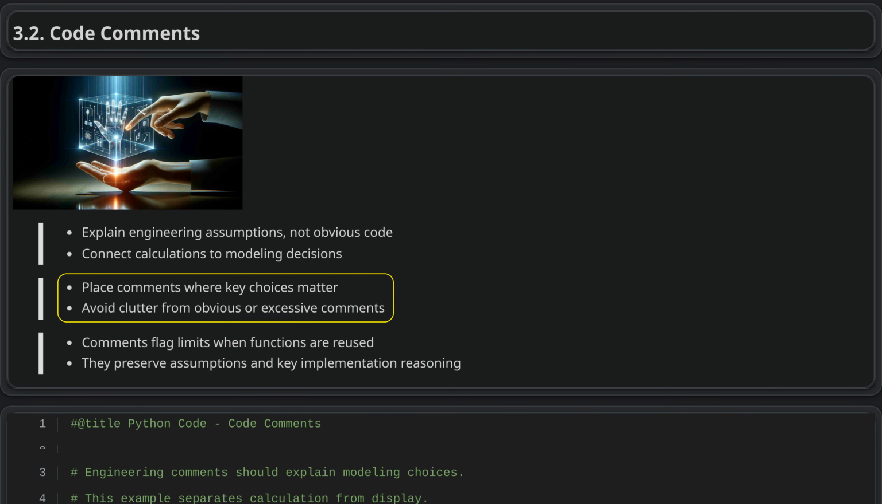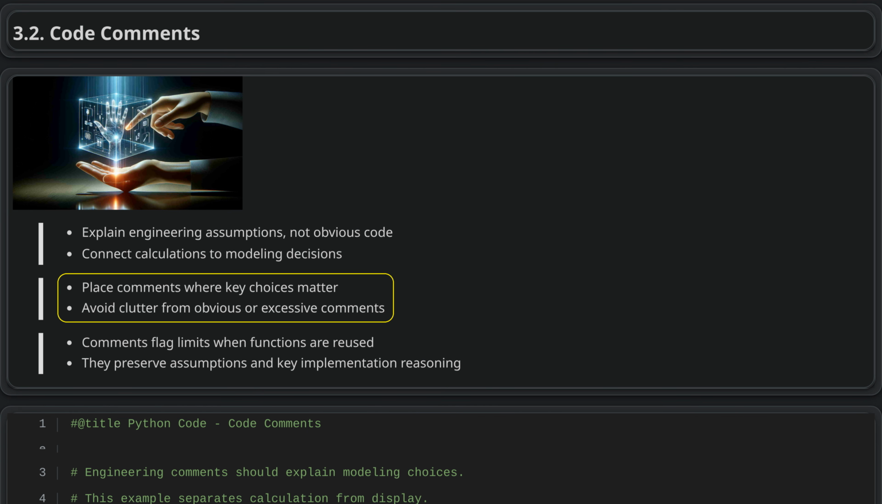Use code comments to explain important engineering choices, not obvious operations. Focus on details that could cause confusion, such as unit conversions, safety factors based on company guidelines, boundary conditions, or limits on a calculation. Clear comments should highlight assumptions and decisions that future readers might question, while avoiding clutter that hides the critical reasoning.